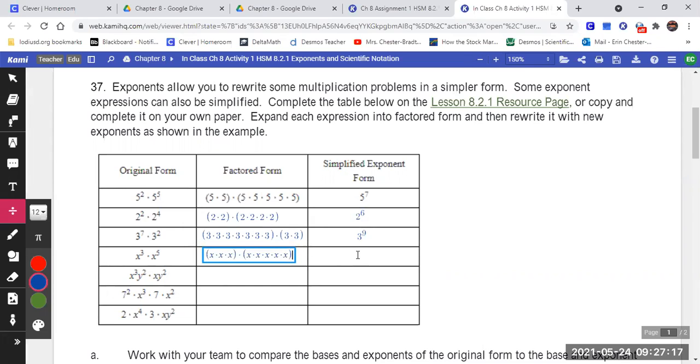Count how many X's we have. That's going to be our exponent. X to the 8. Ooh, Lily, how did you make the exponent happen in the chat? Okay, darn it. I wish it was something that we could all do.